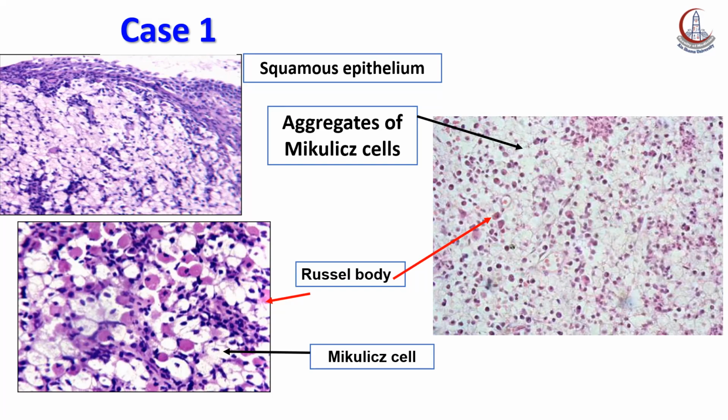The microscopic picture of the case, we have here the ulcerated respiratory epithelium, and the underlying stroma showed aggregates of foamy histiocytes admixed with scattered Russell bodies. So we have aggregates of Mikulicz cells and Russell bodies. So the diagnosis is rhinoscleroma.